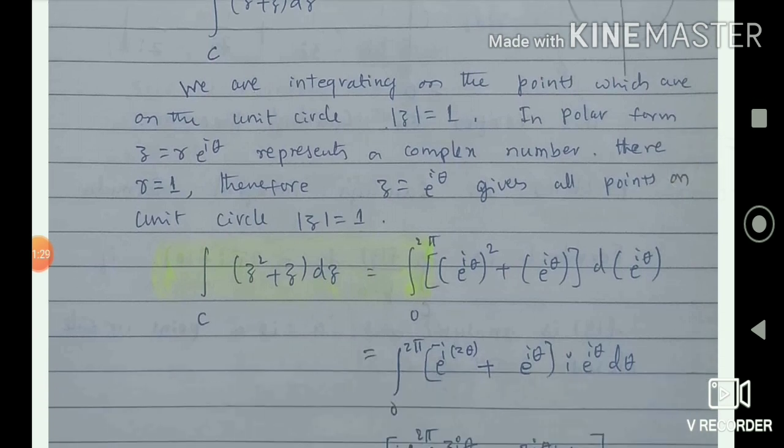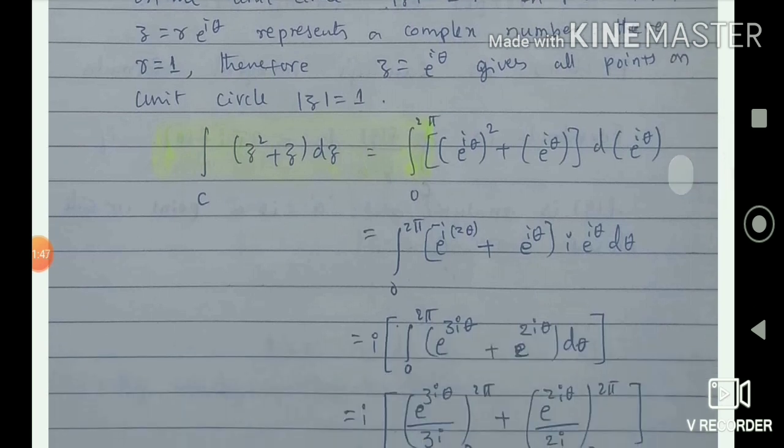So now consider this integral, that is z square plus z dz. Substitute z as e power i theta, and theta runs from 0 to 2 pi. And dz becomes the derivative of e power i theta. The next step, we get e power i into 2 theta plus e power i theta, and the derivative of e power i theta is i into e power i theta d theta.